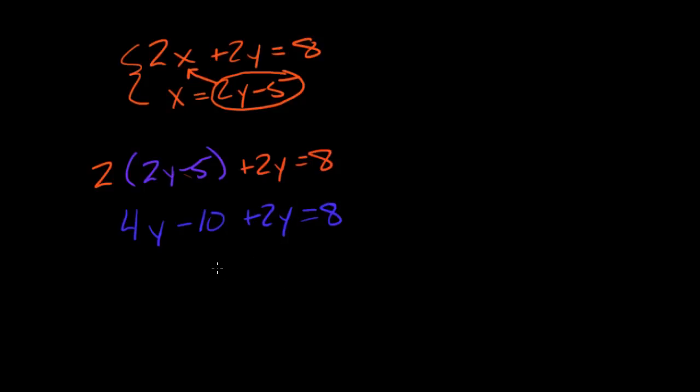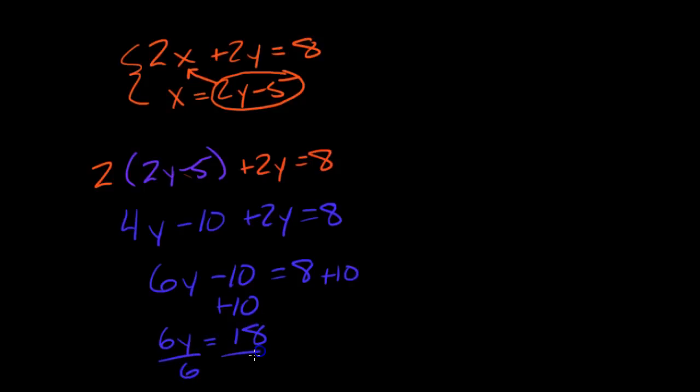And now we can solve for y. I'm going to combine some like terms. 6y minus 10 is equal to 8. We can add 10 to both sides and get 6y is equal to 18. Divide both sides by 6, and we get y is equal to 3. So we're halfway done. We know what y is equal to.